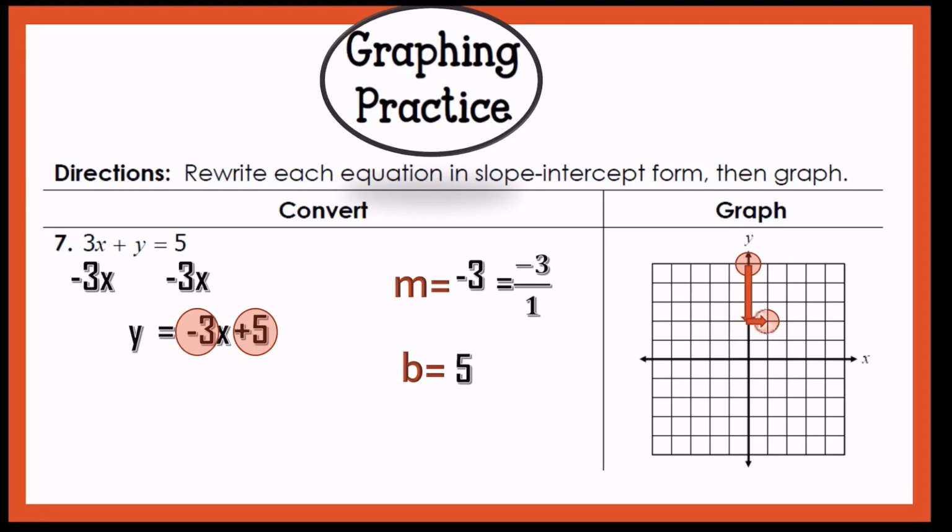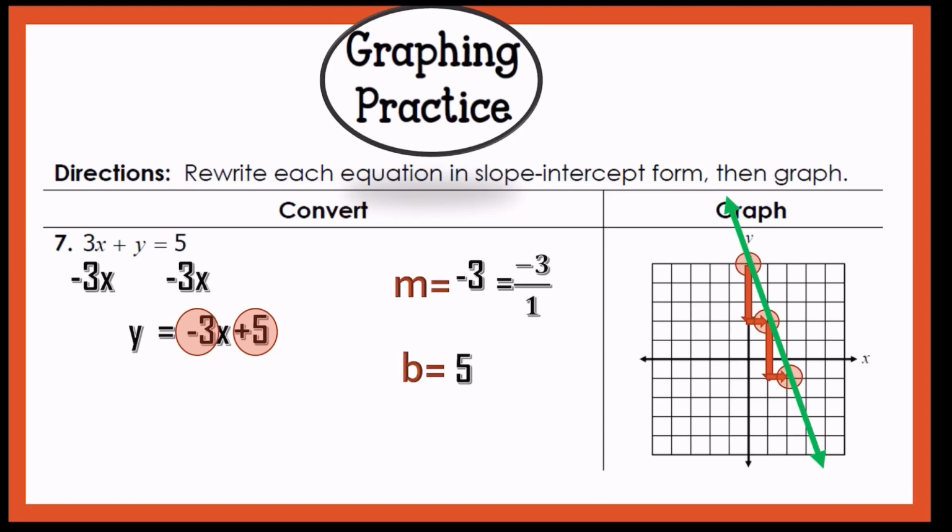You should do it again. Go down 3 and right 1, and then place another point. Remember, 2 points make a line, 3 points make it fine. So now I can graph my line. That is why we convert from standard to slope-intercept. It makes our life a lot easier.